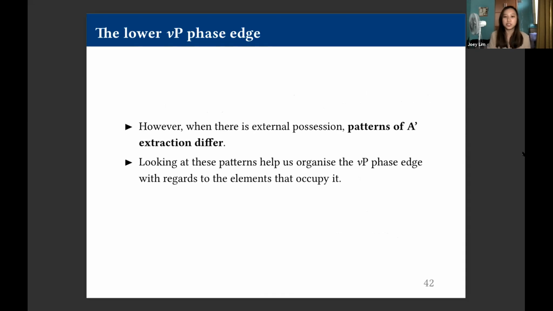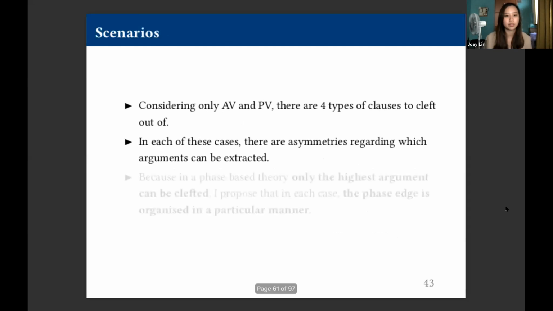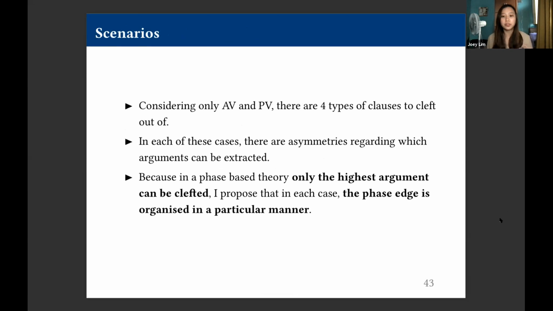However, when we have external possession, the patterns of A-bar extraction differ. When we look at these extraction patterns, we can look at how the vP phase edge might be organized. Considering only AV and PV, we have 4 types of clauses to cleft out of, and in each of these cases, there are asymmetries regarding which argument can be extracted. Because in the phase-based theory only the highest argument can be clefted, I propose that in each case that we will see later, the phase edge is organized in a particular manner.